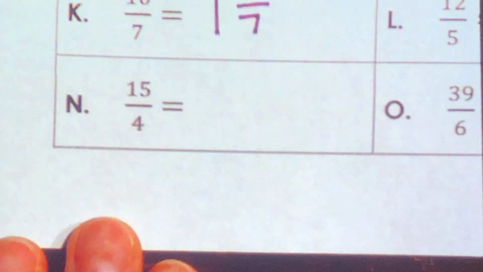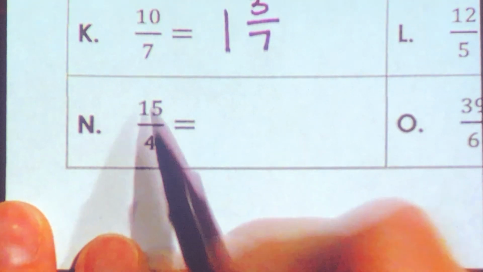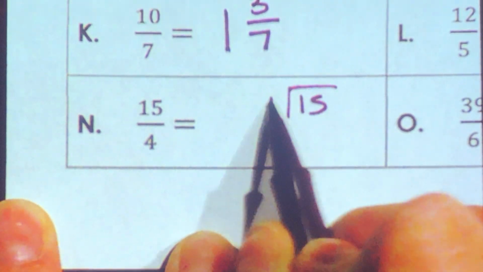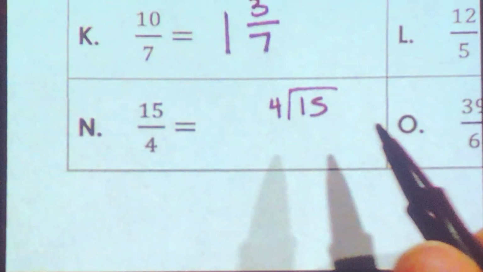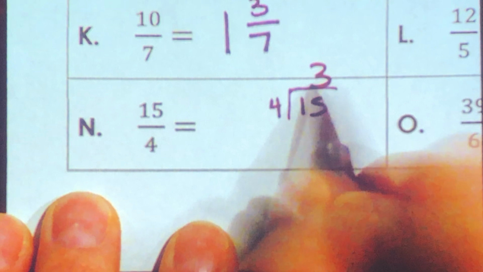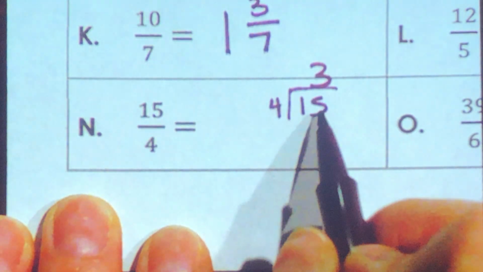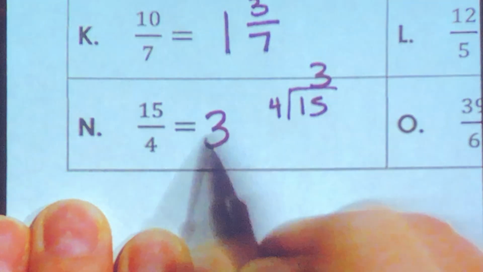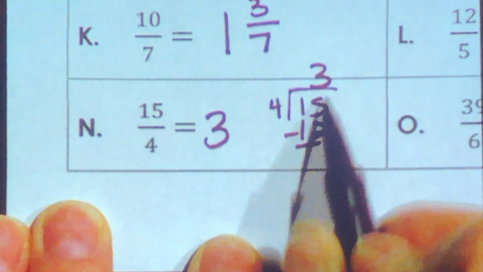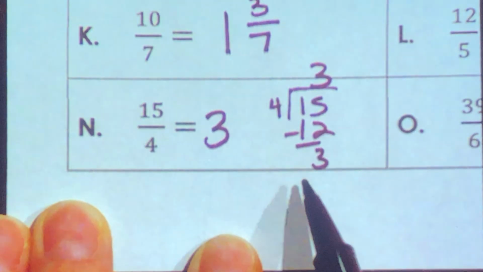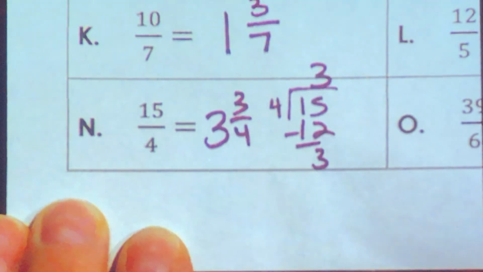Letter N, 15 fourths. So 15 divided by 4. I can fit 4, 8, 12. I can fit 3 groups of 4 into 15. So that would be my whole number. And when I look at how many I have left over, I have 3 left over. That means 3 fourths of another whole would be shaded.